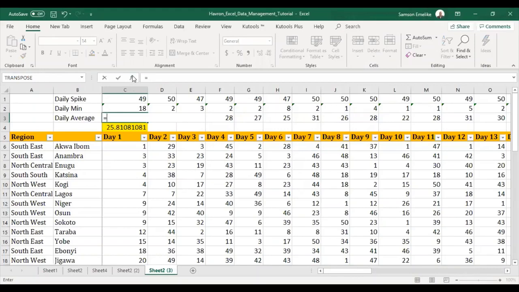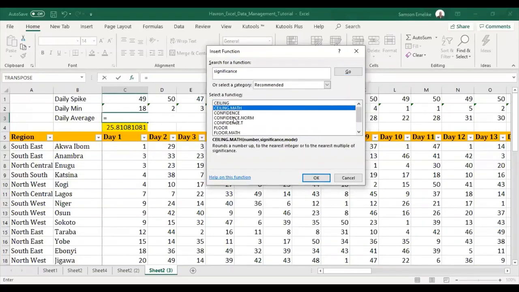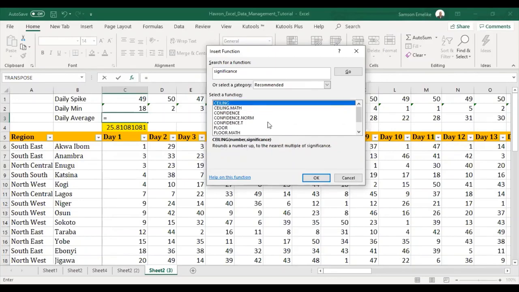So we are looking for function here, significance. Now, what about the second one? The ceiling math: number, significance, mode rounds a number up to the nearest integer or to the nearest multiple of significance. If this is what you want, you can apply it. But for me, I don't use that. I only use this ceiling. Okay, so this is how you can.